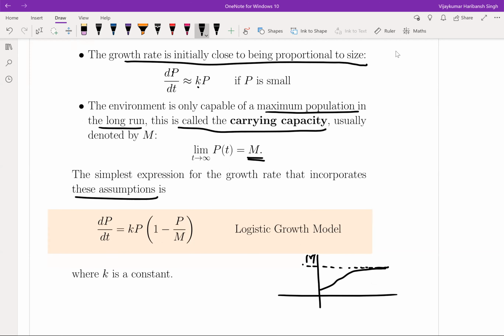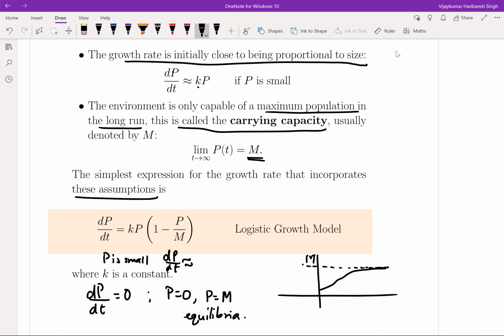When is dP/dt equal to zero? When P equals zero or P equals M. So these are equilibria for you. Now consider the following. If P is small, what do you get? dP/dt is roughly going to be, this term is roughly going to be zero. In that case, your dP/dt is going to be kP.